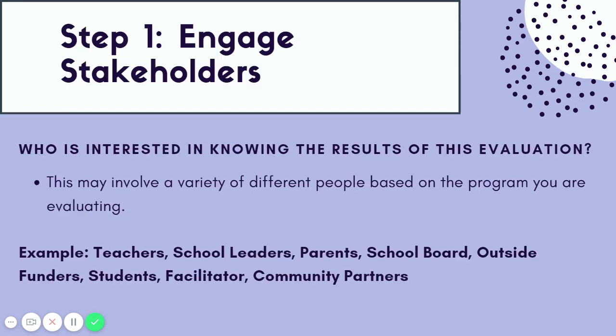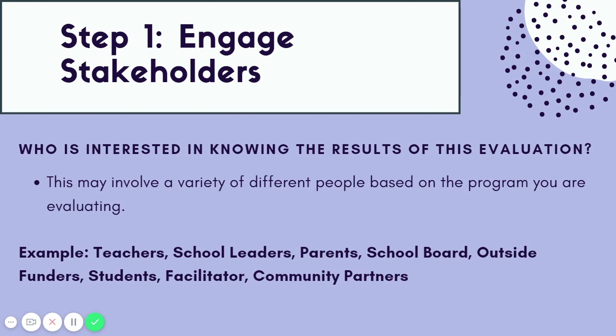So step 1 is to engage your stakeholders. And this is simply who wants to know the results of this evaluation? Who would it be important to include when you run this evaluation? And this can be a variety of different people based on what you're evaluating. So given our social skills group, some examples of stakeholders might be teachers, school leaders, that could include principals, vice principals, counselors, parents. Parents are going to want to know, are they going to see results if their students engage in this group? The school board.